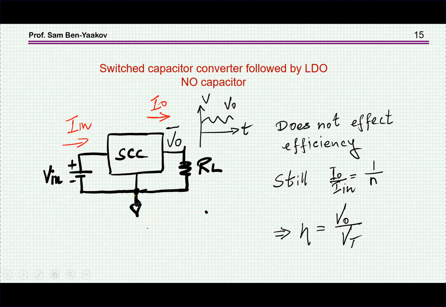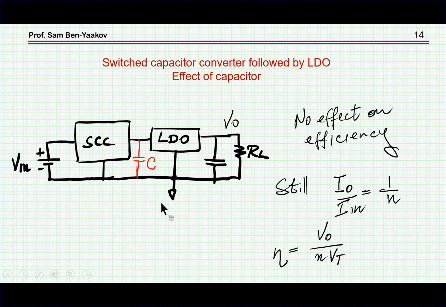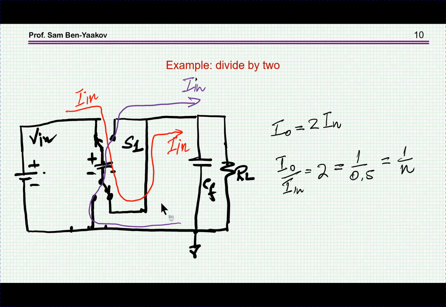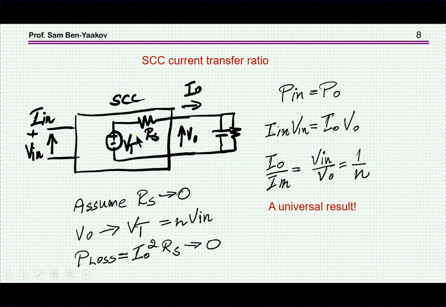Because the efficiency, again, if this is the same target voltage, is whatever V out you will have over V target. One way, by the way, to do a regulation of a switched capacitor converter, going back to the model, is changing the internal resistance.